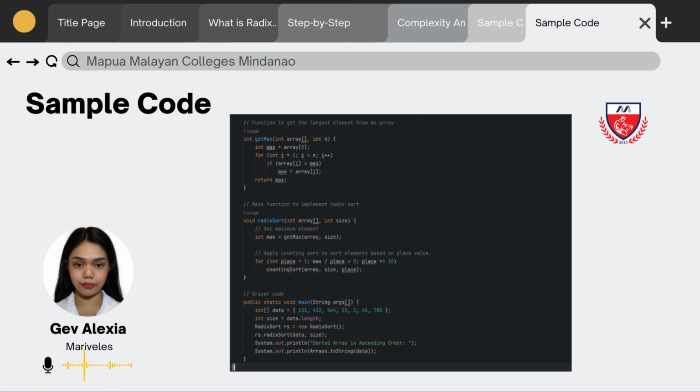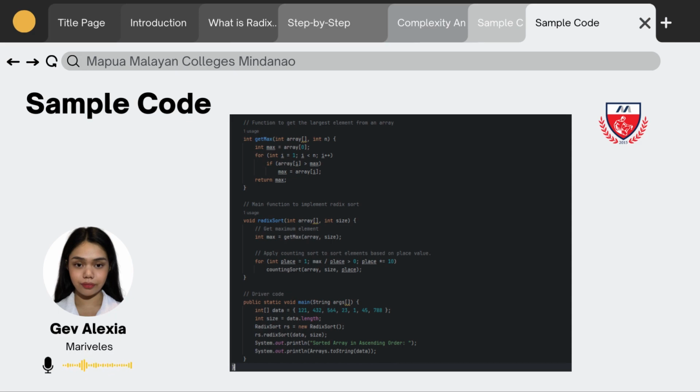The code defines a radix sort class, which contains the radix sort algorithm and related functions. The counting sort function sorts elements based on a specific place value, using a modified counting sort algorithm. The getMax function finds the maximum element in the array, determining the range of digits, while the radix sort function is the main sorting function. It iterates through each digit's place value from least significant to most significant and calls counting sort for each place.